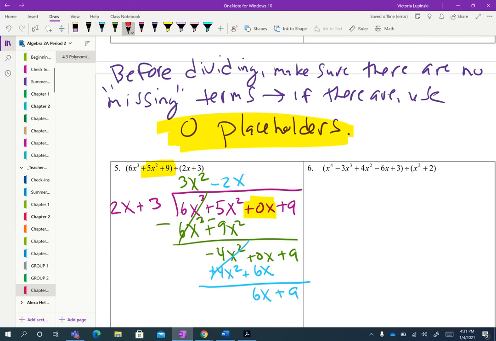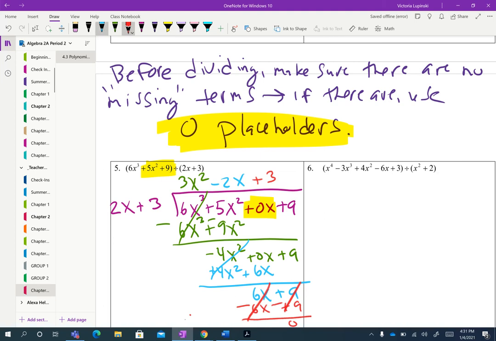Final step here, 2x times what is 6x? That's going to be a positive 3. So that's going to give me a 6x plus 9. Draw the line. Change the signs. Everything cancels out to give me a remainder of 0.